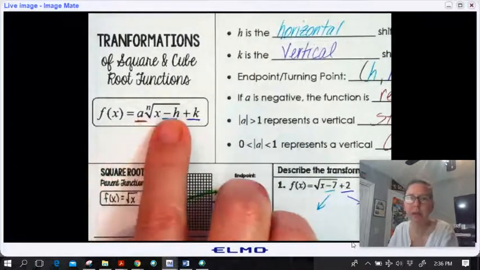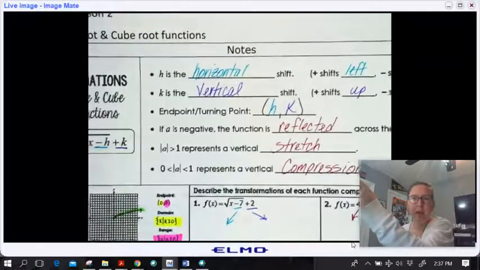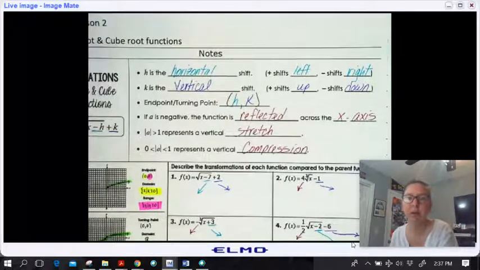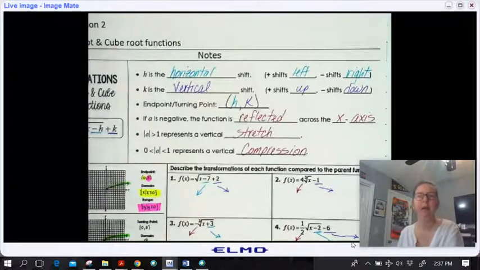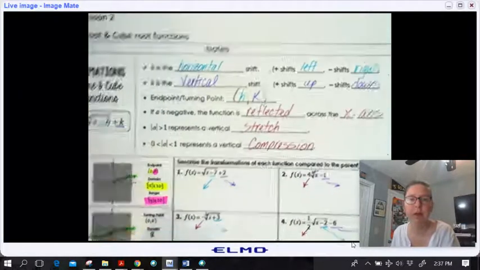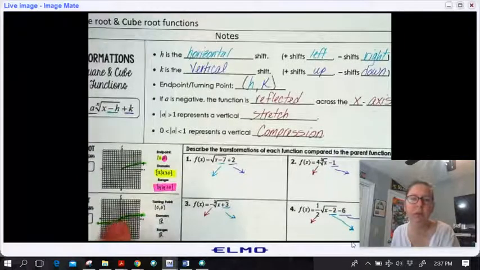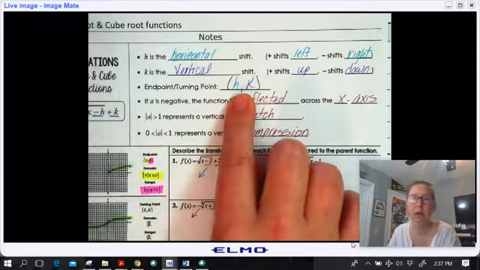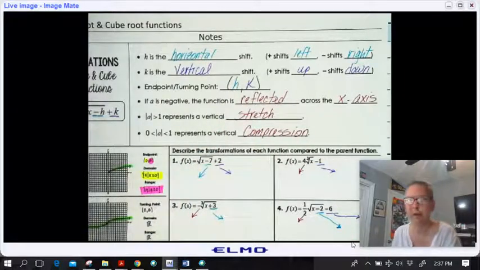They both have these same 3 key features that operate the same way. So H is our horizontal shift. It shifts things left and right. K is the vertical shift, and it shifts our function up and down. And the end point or turning point. In a square root function, it's the end point. In a cube root function, it's this little squiggle in the middle where it changes directions. That would be similar to us thinking about our vertex in a quadratic.